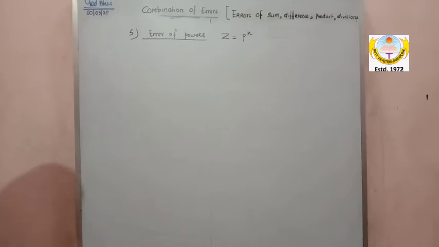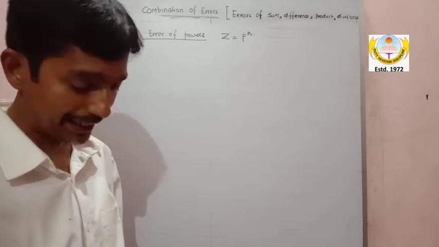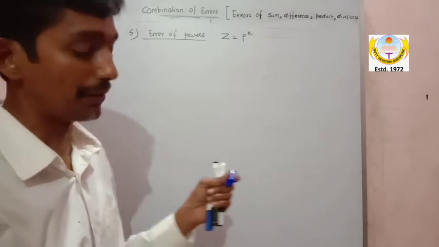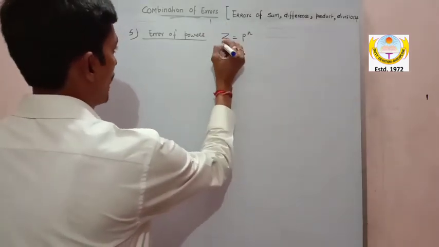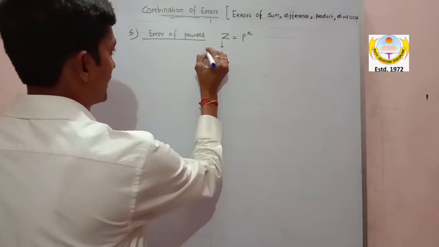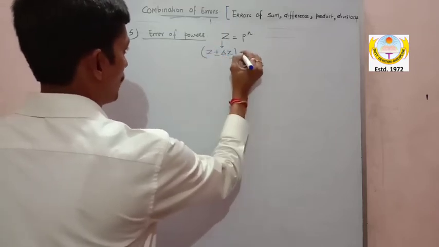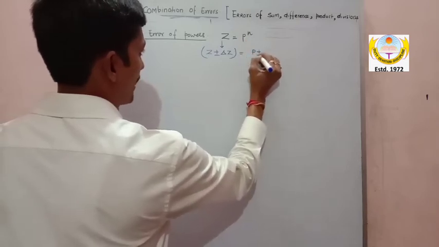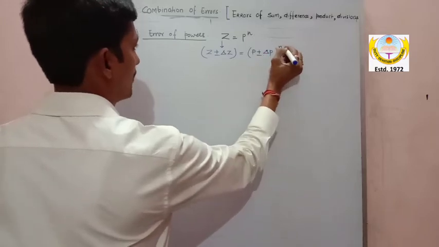Now let us see the errors for powers, how to calculate, and what the final answer is. Again, will I get a relative error or absolute error? In what terms are we getting the answer? Look at this. Z is equal to P power n. Now the proper form of Z is the true value plus minus error in Z is equal to, P is the true value plus minus delta P is the error in P, whole power n.